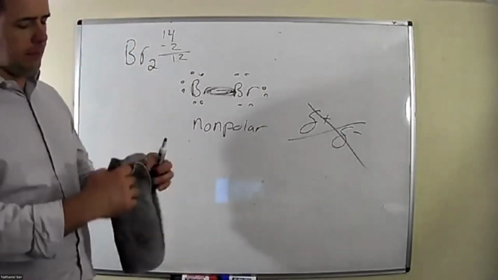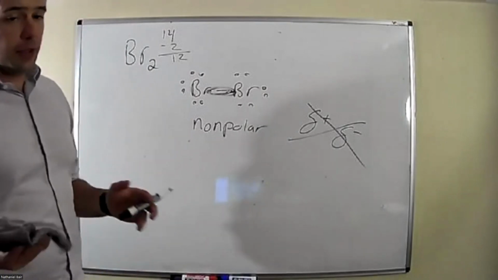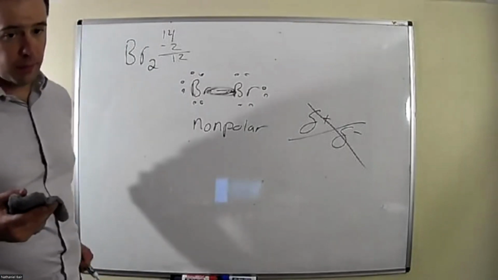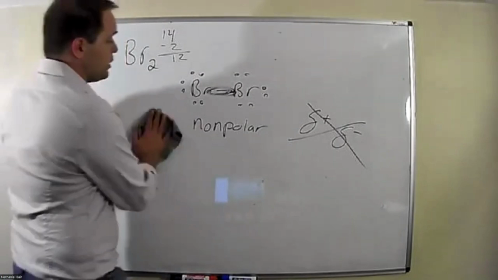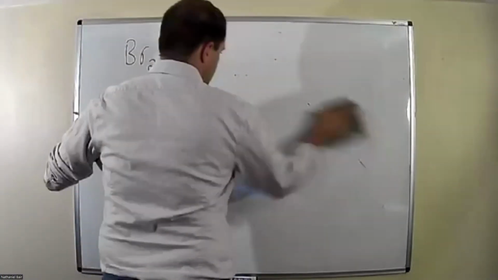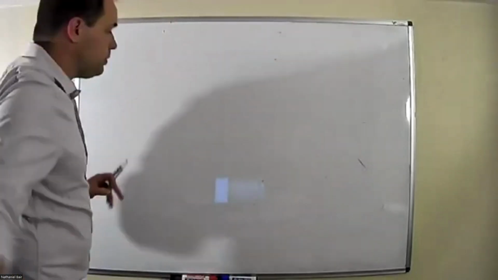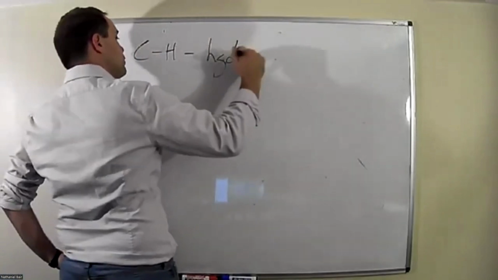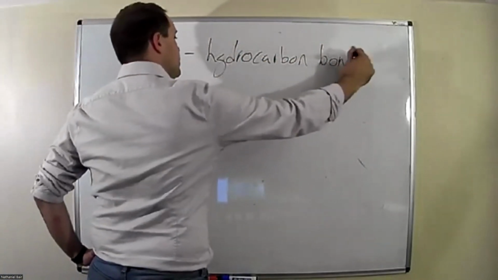The only bond that's not between two identical atoms that I want you to memorize that's nonpolar is the C to H bond. I want you to memorize this bond. It's a very important bond. It's the C to H bond, and we call it the hydrocarbon bond.